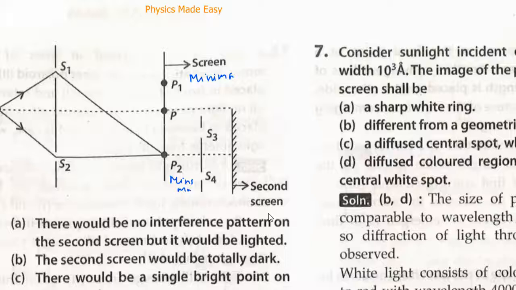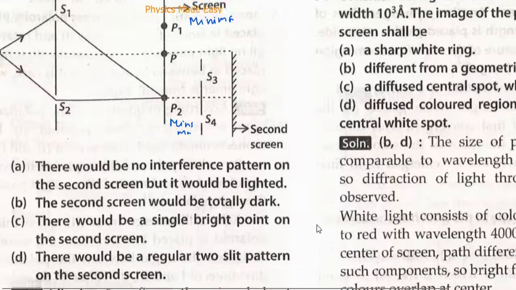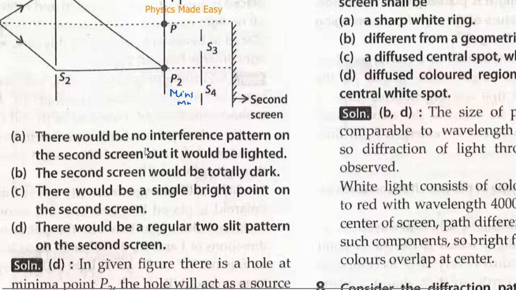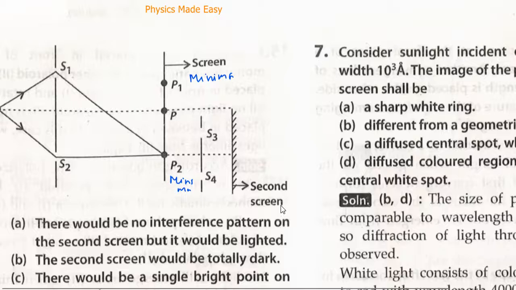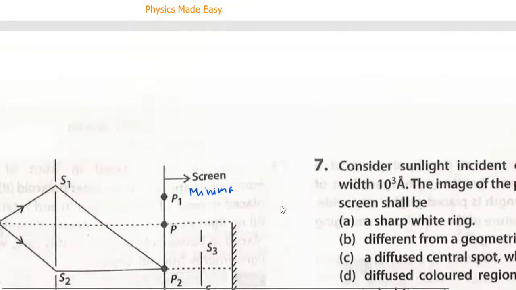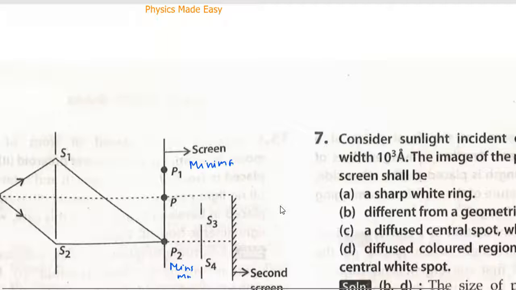Now, we have got two cases. What he says: there would be no interference pattern on the second screen, but it would be lighted. The second screen would be totally dark. There would be a single bright point on the screen. There will be a regular two-slit pattern on the second screen. So the answer to this problem, first, the question has not been correctly asked to my mind.